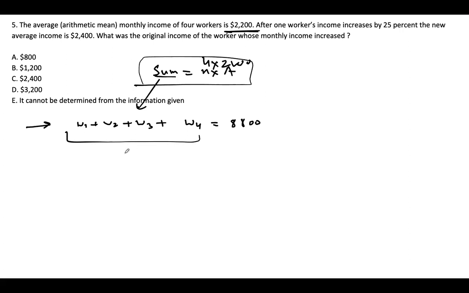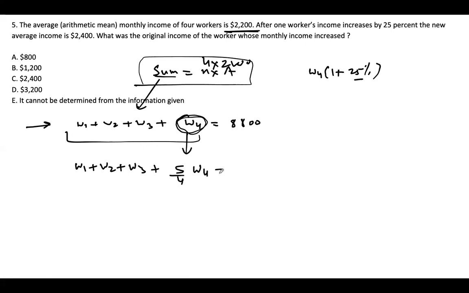Move forward. After one worker's income increases by 25%, let's say this worker's income increased by 25%. So W4 times 1 plus 25%, 25% is 1 by 4, 1 plus 1 by 4 is 5 by 4. So I'm writing 5 by 4 W4. The new average is 2400, so the sum will be 4 into 2400, which is 9600.